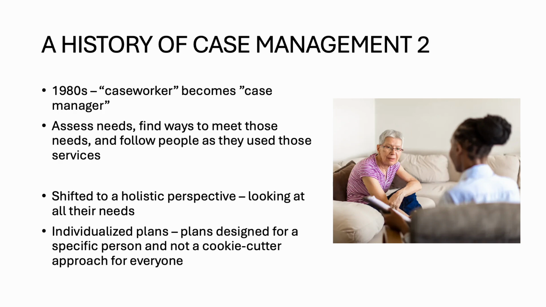Individualized plans are designed for a specific person and not a cookie cutter approach for everyone. Before, we used to think that everyone should just do exactly the same thing. But as we get more recent, in the 1980s, we start to really focus on the idea that we're all really different. We're multicultural, right, but in different ways. And that means not everyone will benefit from the exact same methods. Let's look at each person as an individual. That is the movement that starts to happen in the 1980s and goes into the 1990s.